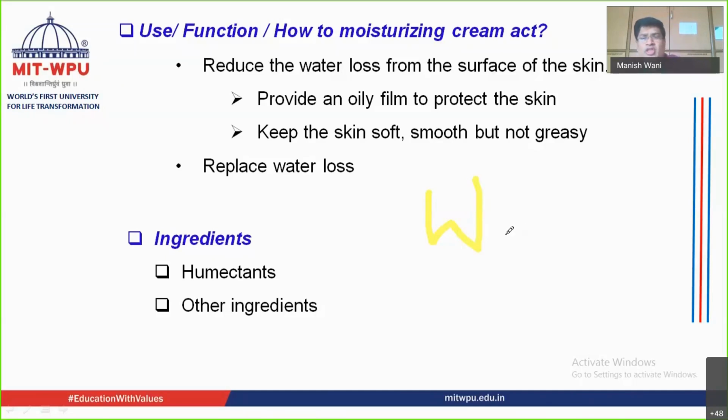So ये छोटी छोटी चीजें होती है आपको जो याद रखनी है कि अगर मैं moisturizing cream बना रही हूँ, तो in that case what I have to do is the quantity of humectant should be very high. In other preparations, when I am doing it, the quantity could be lower.